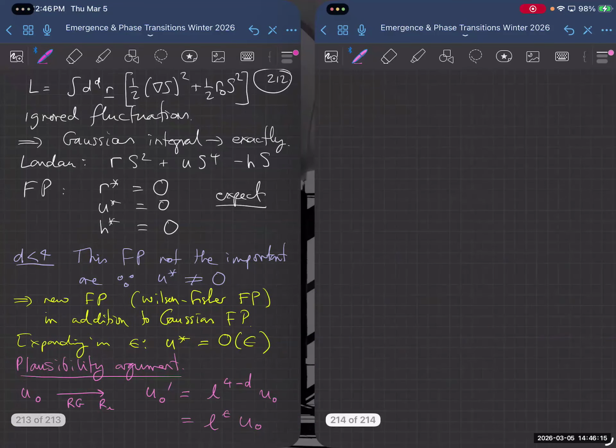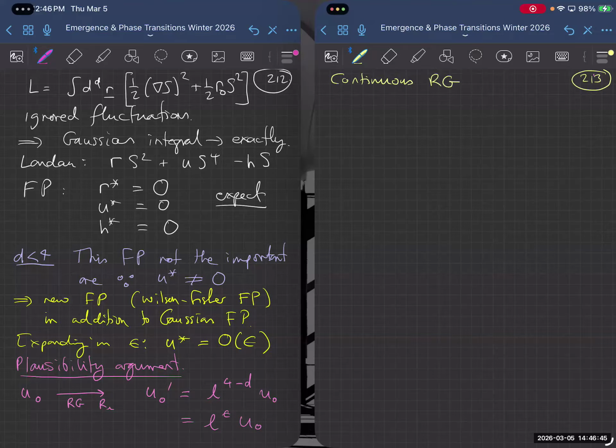Of course, it's not correct. And the reason it's not correct is that we've only done naive dimensional analysis, and we haven't taken into account the other terms, and we'll see why that matters in a little bit. So what that would say is, if U naught prime goes like L to the power epsilon, remember we talked about the continuous renormalization group, where you take the size of the block spin, which is L, and write L as 1 plus epsilon.